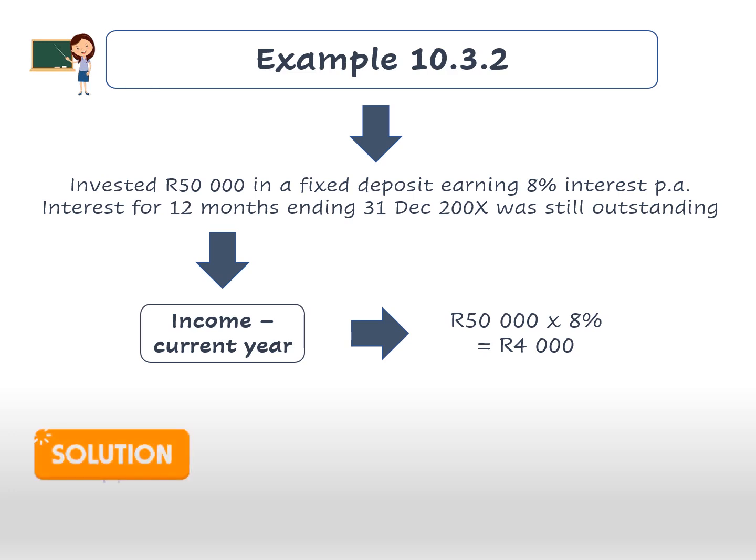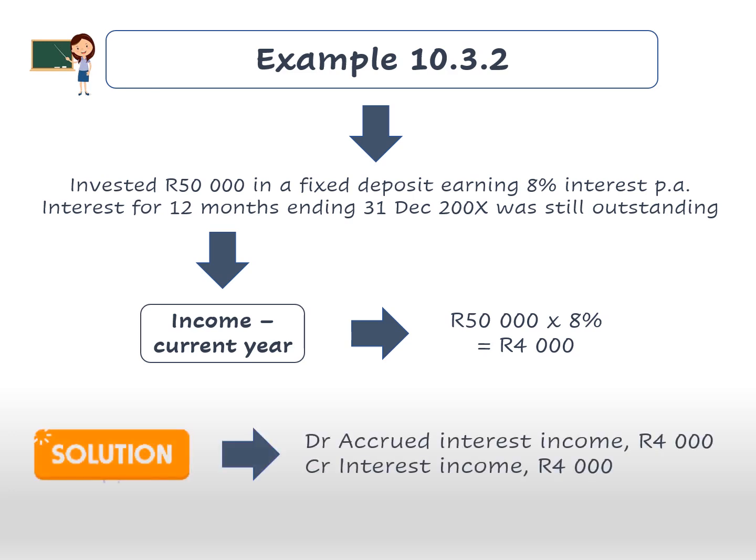The solution then is to credit that income account. So credit interest income. Remember, when you recognize income, you credit the specific income account. Credit interest income with 4,000 Rand, and then we debit what we call accrued interest income with 4,000 Rand.